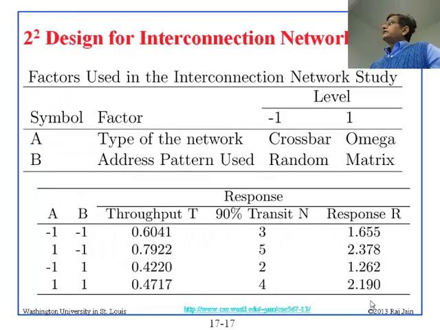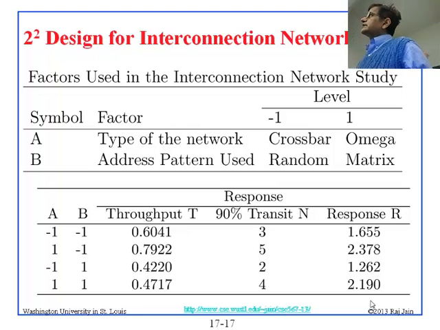So the factors were assigned -1 and +1 as follows. Crossbar is -1 and omega is +1. Random pattern is -1 and matrix is +1. Now one question: does it matter which one we give -1 and which one we give +1? It should not matter. Basically your average will remain the same, the sign may change. Whatever is +1 will come out as a different sign.